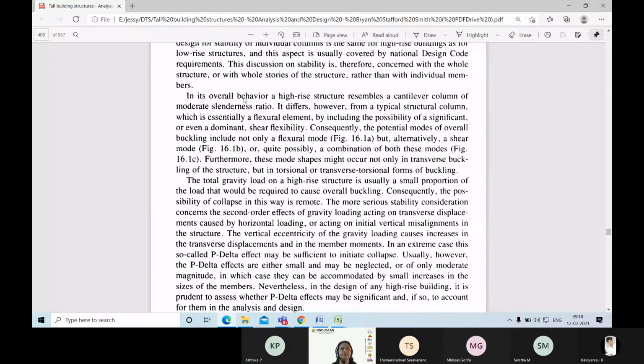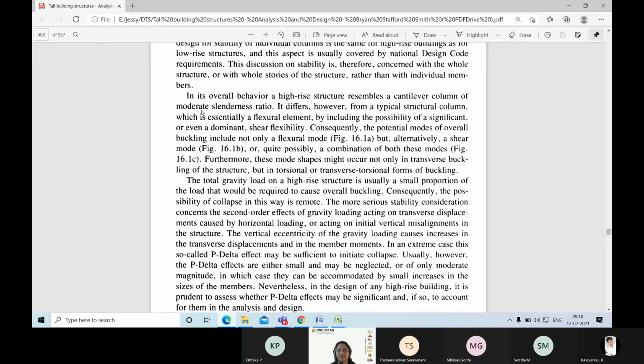See here, in its overall behavior, a high-rise structure resembles a cantilever column of moderate slenderness ratio. It differs, however, from a typical structural column, which is essentially a flexural element. That means what? In the previous units, I was telling that the entire structure can be analyzed, or it can be simulated, as a single cantilever column. But that doesn't mean that that particular column is the common column that we usually take as a simple element.